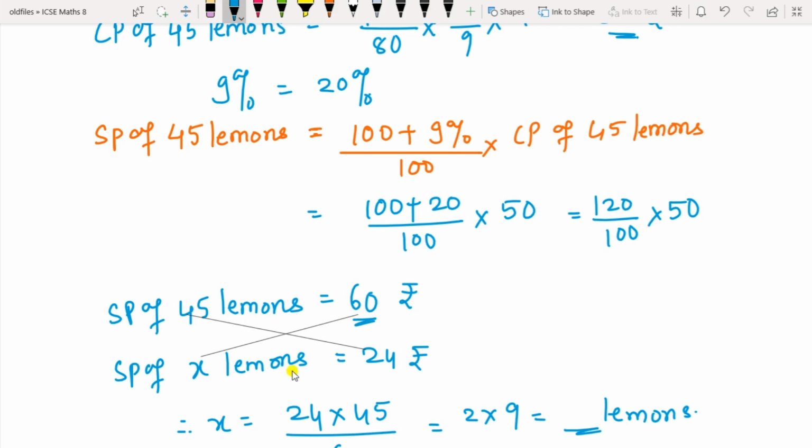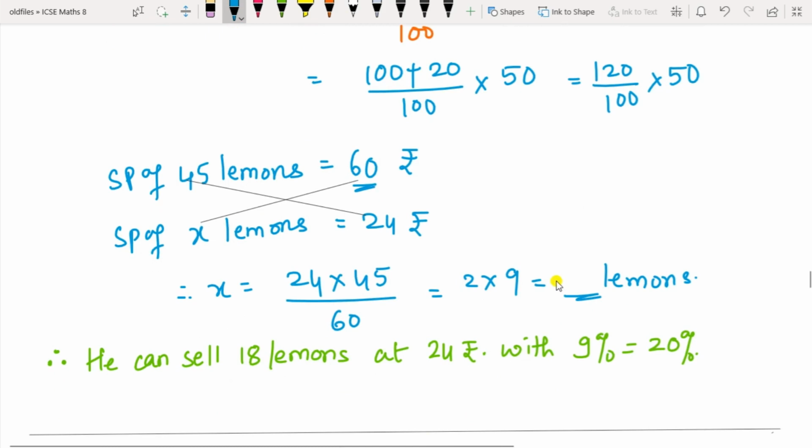Now for 45 lemons, the selling price is 60 rupees. So for X lemons, they have given 24 rupees. So in 24 rupees, how many lemons can they sell? Cross multiply, you will get the value of X as 18 lemons. So he can sell 18 lemons for 24 rupees with a gain percent of 20%.